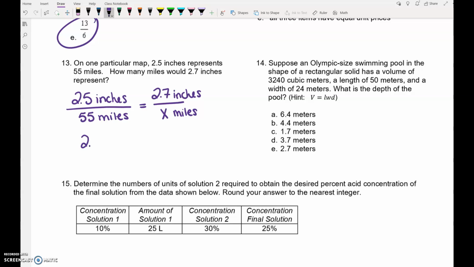So you'd have 2.5x equals 148.5. Finish solving that equation.